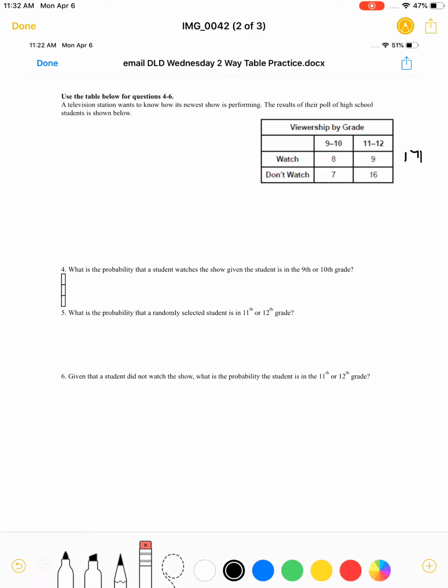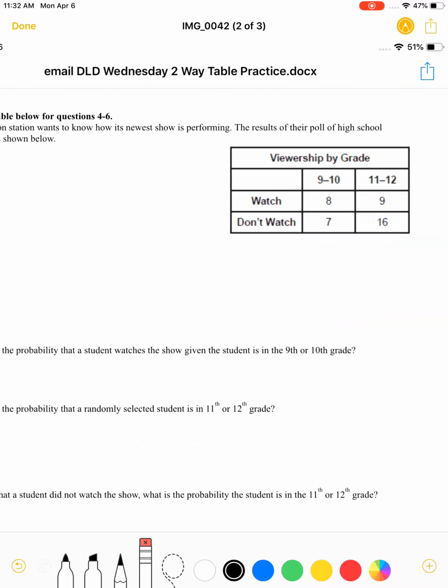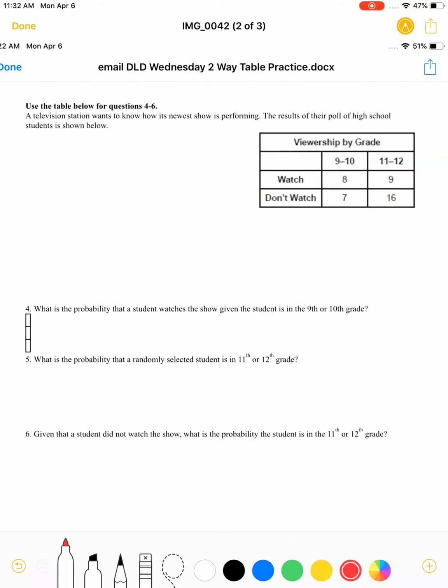Well, I don't like that. That looks ugly. I'm going to redo it. There we go. 17. And then the students who do not watch is going to be 7 plus 16, 23.